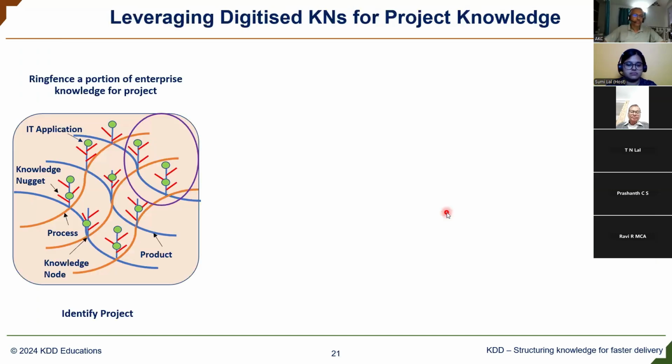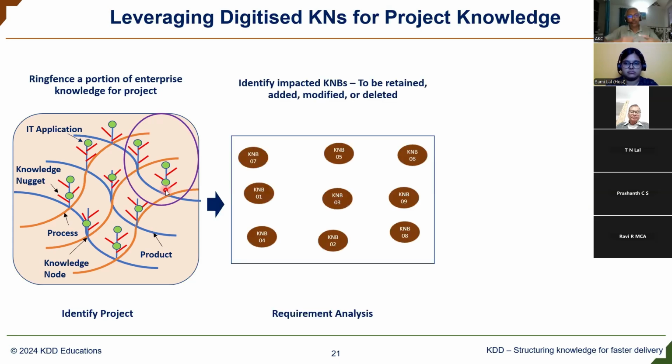What AKM does is it starts with the enterprise knowledge. From that enterprise knowledge, it will ring fence a portion which you want to modify. Here, if you see the circle, this is a small portion which is ring fenced. In this, you see there is one product, this blue line, and there are two processes. And these are the nodes on which all the knowledge nuggets sit. So when you are talking about that particular project, it ring fences it. Once it has done that, that is identifying the project.